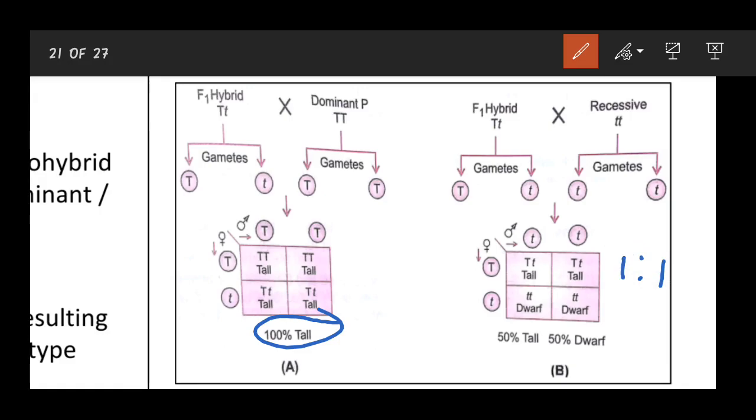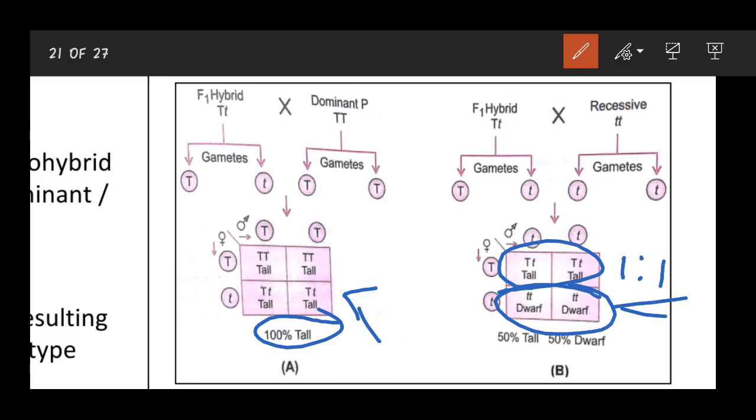You cannot calculate a 1:1 ratio in this particular case, because all the plants here have no phenotypic difference. As a result, you cannot calculate a phenotypic ratio, as the phenotype is all the same. It is 100% tall. And here you have two different phenotypes, 50% tall, 50% dwarf. As a result, the phenotypic ratio will be 1:1. Is that clear? So these are the two back crosses.